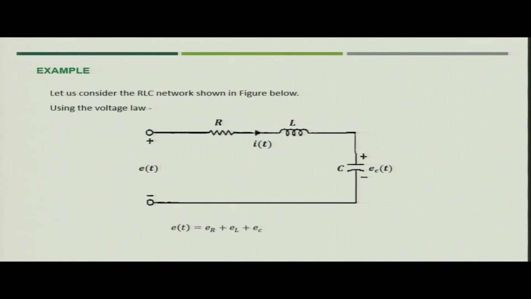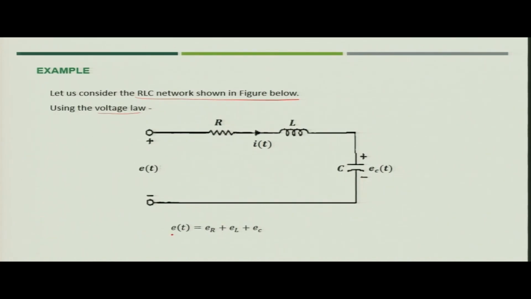Now, let us take one example and see how the knowledge we have just gathered related to the electrical circuit can be transformed into a model of the electrical circuit. So, let us consider the RLC circuit which is given in the figure. Now, when you use the voltage law, ET is the applied voltage, we have resistance R in series with inductance L and the capacitance. The voltage across the capacitance is EC and the current flowing through the circuit is IT.